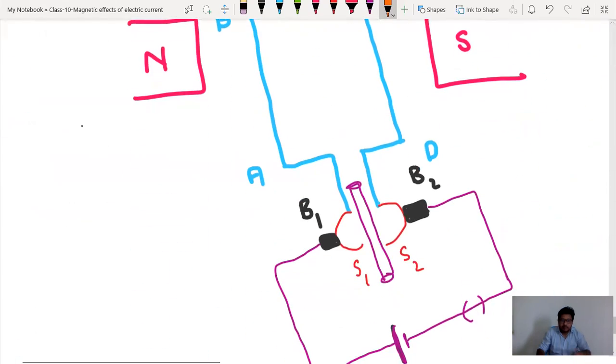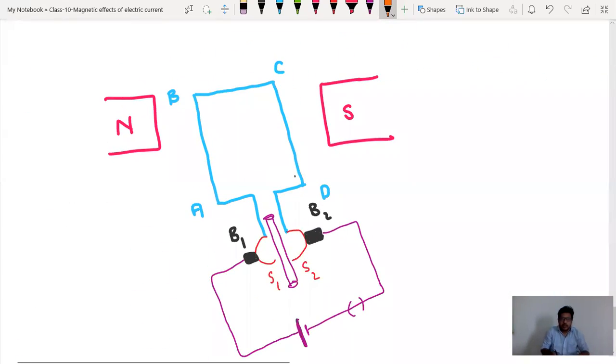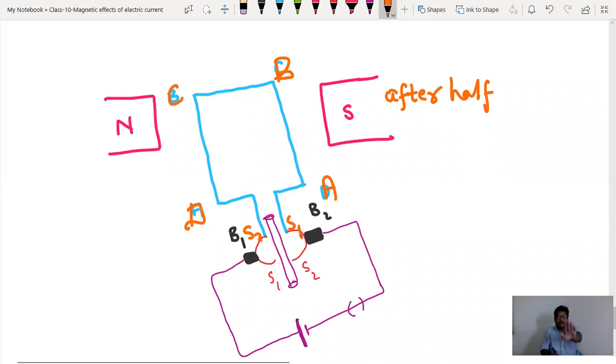So consider this diagram. This one is first. After half rotation, this C will be here, this D will be here, B will go this direction, A will be this side, split ring S2 will come here, split ring S1 will come here. So the entire rotatory part, the rotor, will take one turn like this, not one turn, half turn it will take. Now what will happen?